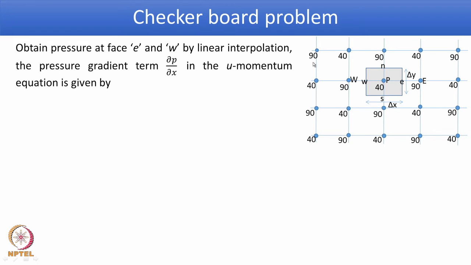The numbers that are shown in this figure are 90, 40, 90, 40. This is the pressure field obtained, say by any procedure. Let us not worry about what the procedure is.